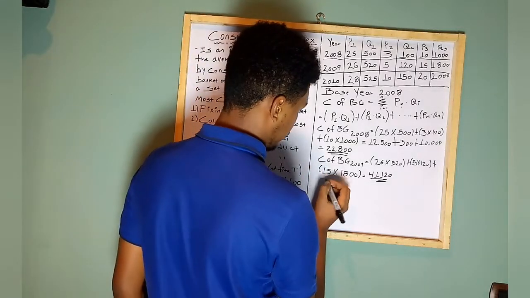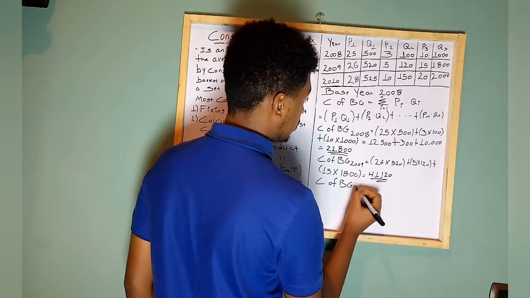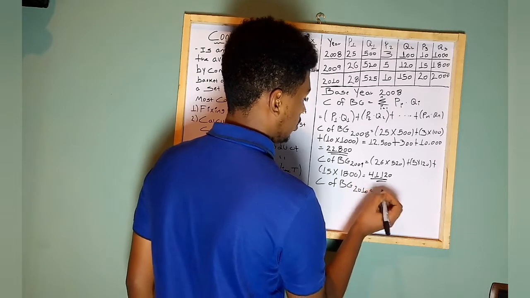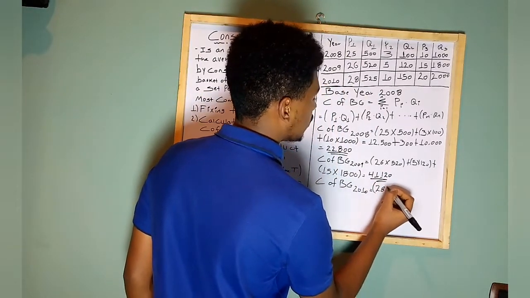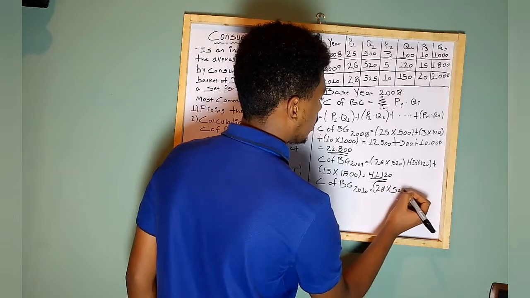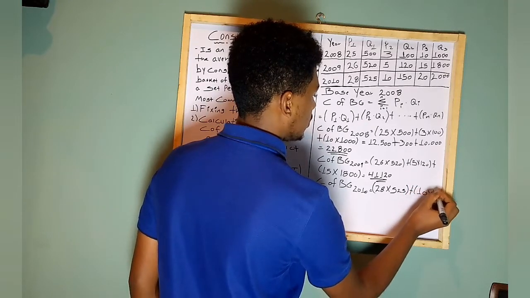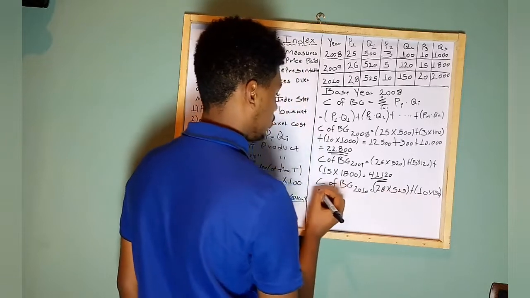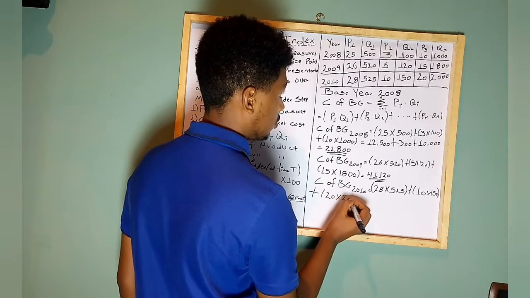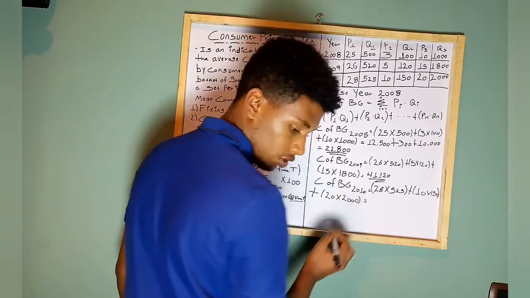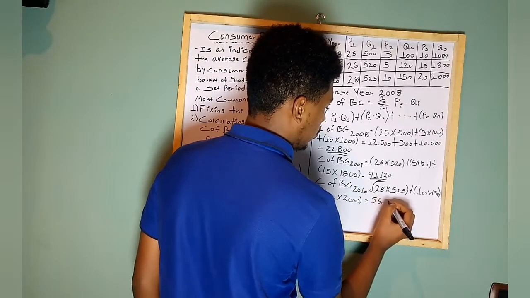And the cost of BG for 2010 is also the same procedure. We use the same steps. 28 multiplied by 525, that means P1 multiplied by Q1, plus 10 times 150, P2 multiplied by Q2, plus 20 multiplied by 2000. Therefore, the result would be 56,200.